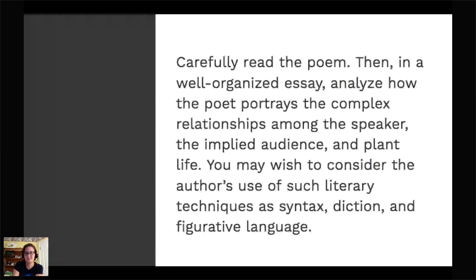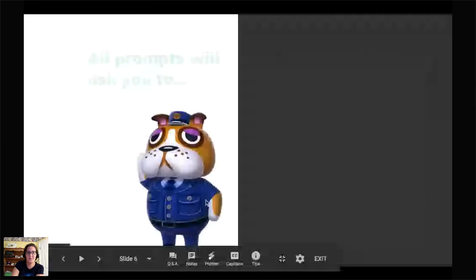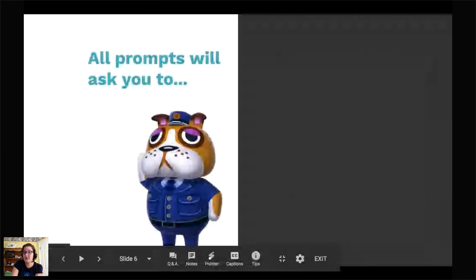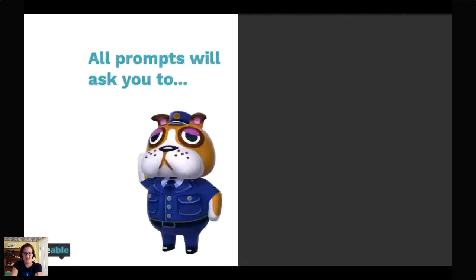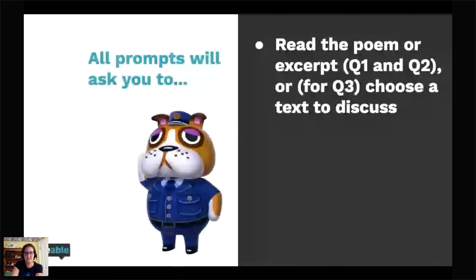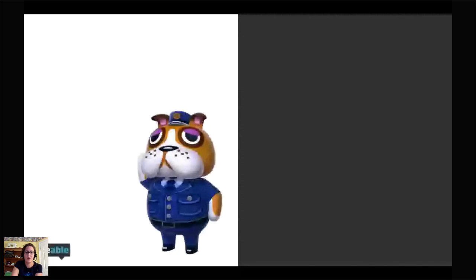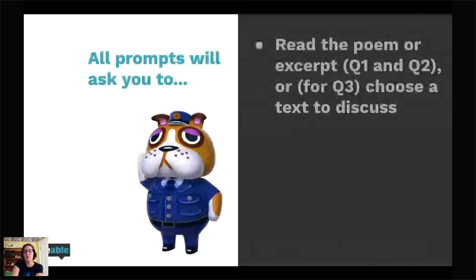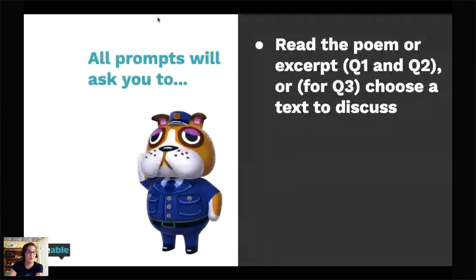Okay, so all prompts, no matter what kinds they are, so Q1, Q2, Q3, are going to ask you to do the following things. Number 1, read the poem or the excerpt. Carefully read the poem. For a Q3, it'll tell you to choose a text to discuss. I'll get more into that when I get to talking about Q3 specifically. So they're going to ask you to read, so read, duh. You have to read something.